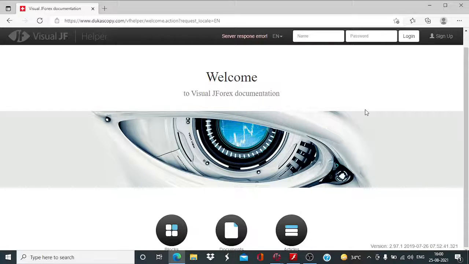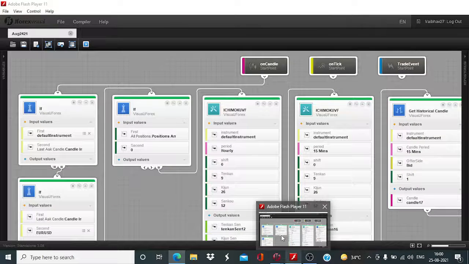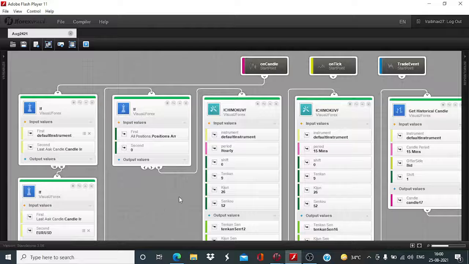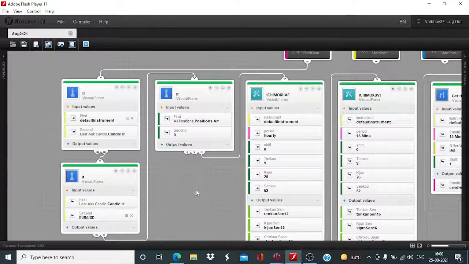Myself Vaibhav. In today's session of Visual JForex, we will be going into the further details of our existing setup, which we started in the last session using the indicator Ichimoku VA. In today's part, the focus is going to be on completing the buy side of the equation. We will see how we can design and develop the logic for the execution of the buy trade in a profitable optimum way. This is the setup so far.